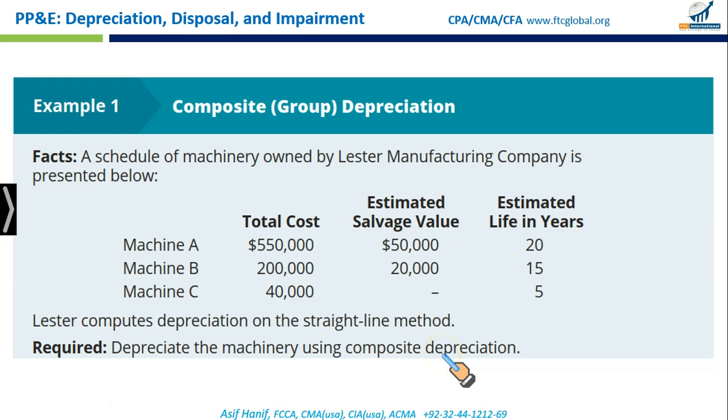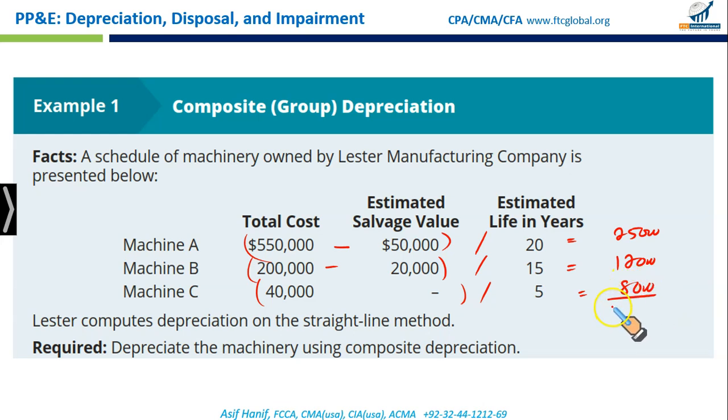Alright, let us first calculate the average composite life. For this, we do total asset cost less estimated salvage value divided by the estimated life in years. That gives you annual depreciation on this machine to be $25,000. 200,000 less 20,000 divided by 15 gives you annual depreciation 12,000. 40,000 less nil divided by 5 gives you 8,000. So the total depreciation is $45,000.